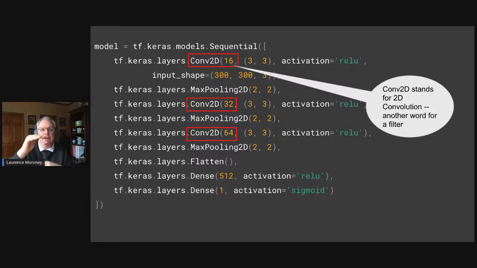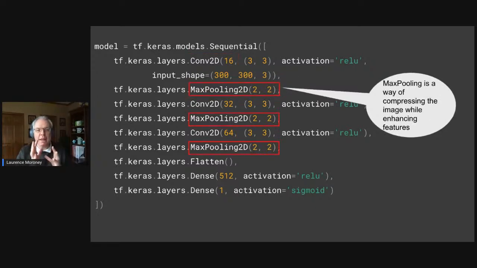So the types of filters that I'm using here are called conv2D. And conv2D stands for convolution, and a convolution is just another word for filter. So when I was talking about filtering images like you do with Photoshop or Instagram or that kind of thing, a convolution is just a filter. Pooling, in this case, is a way of compressing the image while enhancing the features.